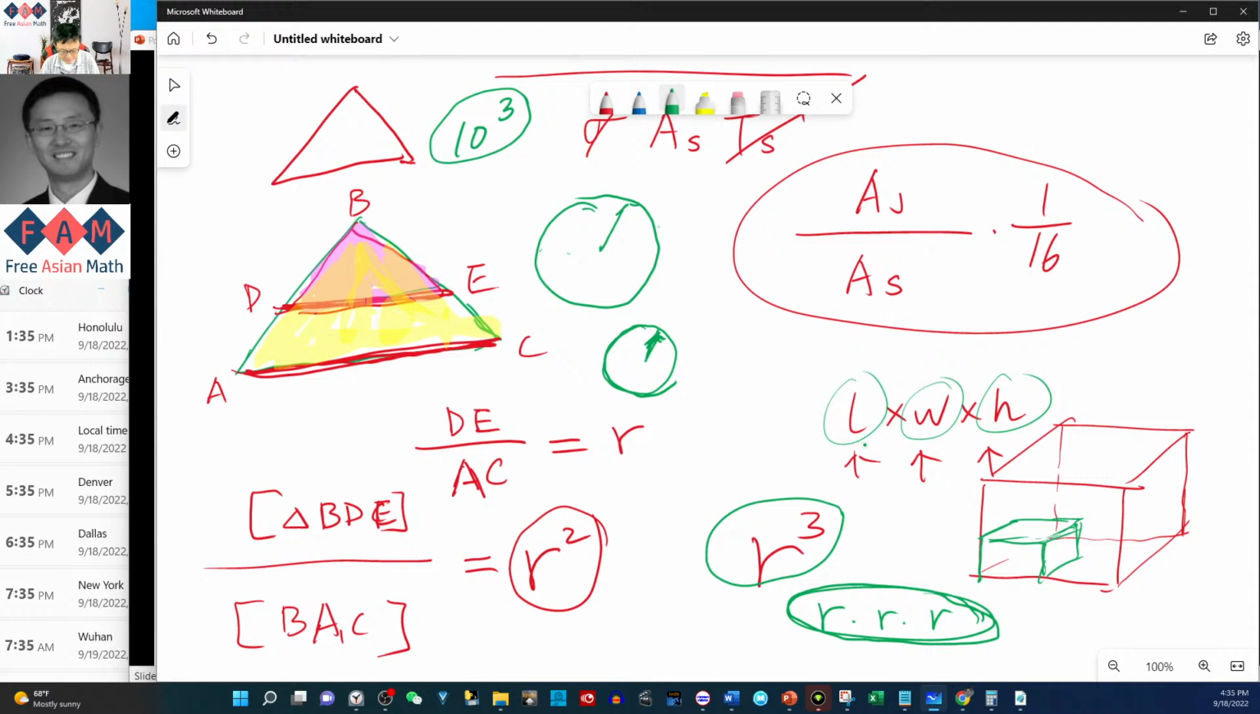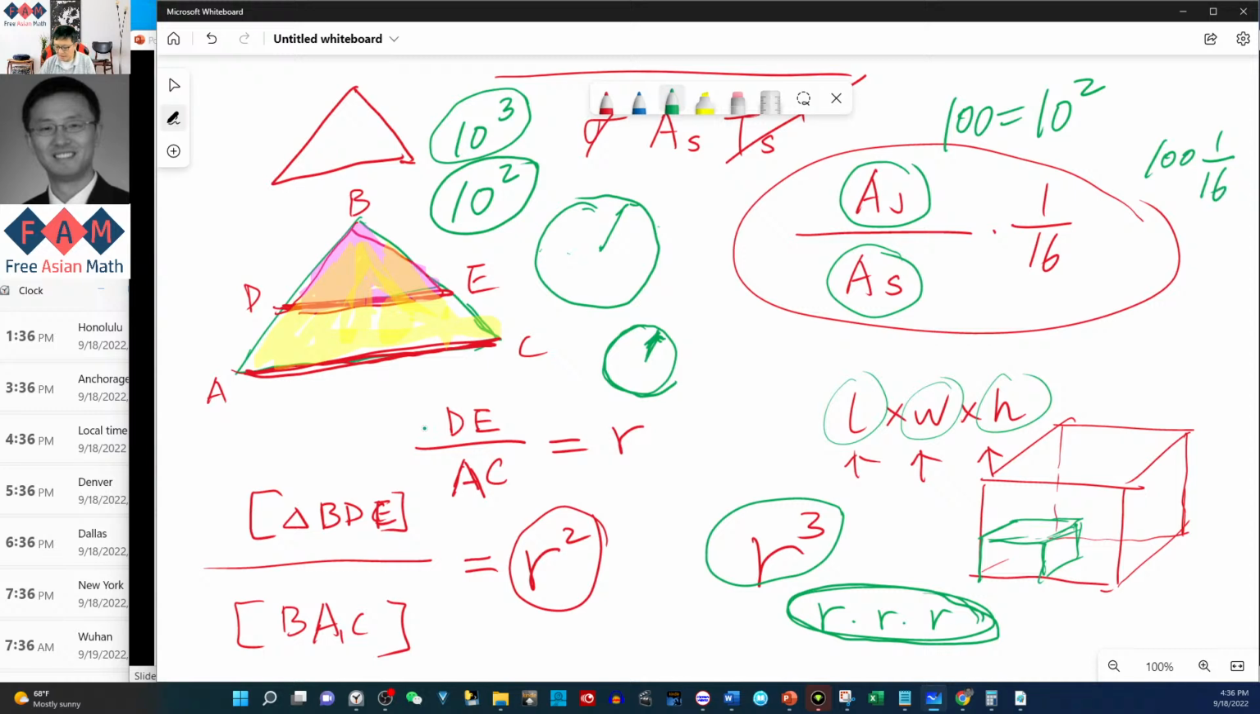But that's not what this problem is about. This problem only talks about the surface areas ratio. Whatever area you're talking about, surface area is a two-dimensional quantity. Therefore, the surface area ratio must be 10 to the second power, 10 squared. That means the surface area of JZ114 over the area of our sun must be 100, which equals 10 to the second power. So the answer is really 100 times 1 over 16. Of course, you can simplify this. This will be 25 over 4.